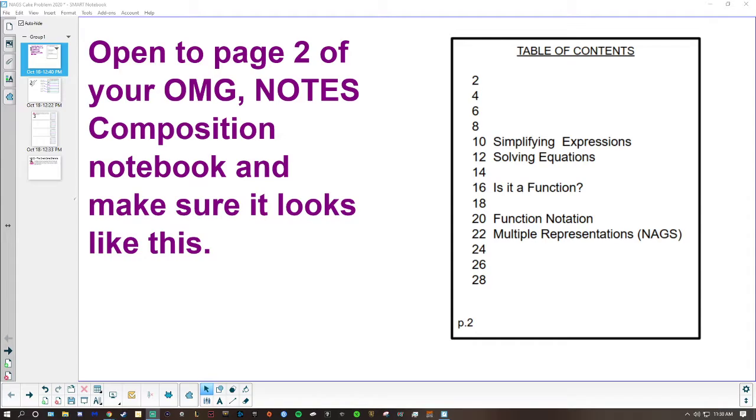After each of these first couple slides, make sure you're pausing the video and making sure your notebook looks exactly like my notebook. So first, let's open to page 2 of your OMG. Open to page 2 and check and make sure your table of contents looks exactly like mine, meaning page 22 is multiple representations, and in parentheses this is NAGS, N-A-G-S. Pause the video and make yours look exactly like mine.